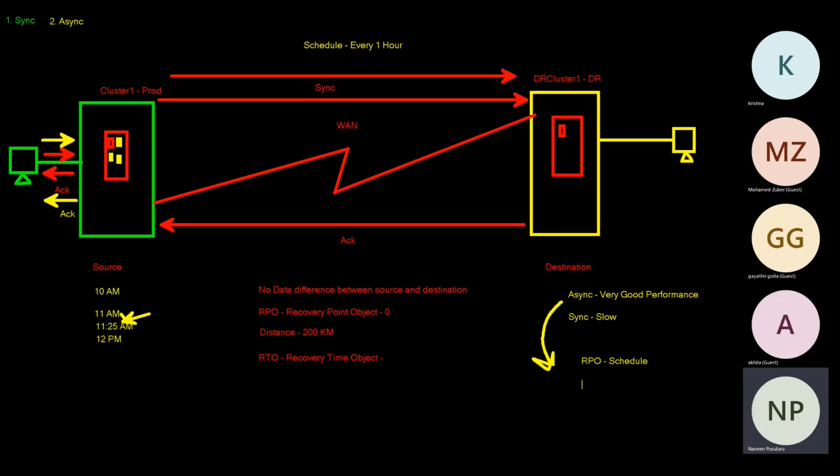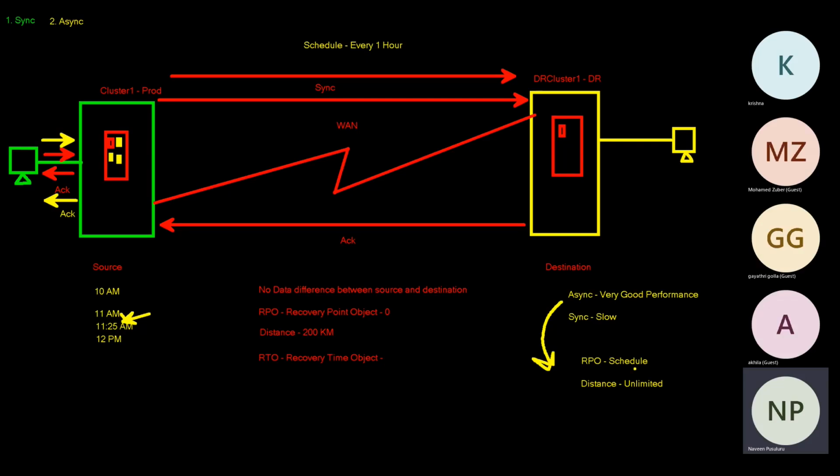But here the advantage is distance is unlimited. That means you can replicate the data from one location to another location. There is no distance limitation when it comes to asynchronous. You can replicate the data from anywhere to anywhere. Okay, no distance limitation. That is the advantage. One is performance, another one is unlimited distance.